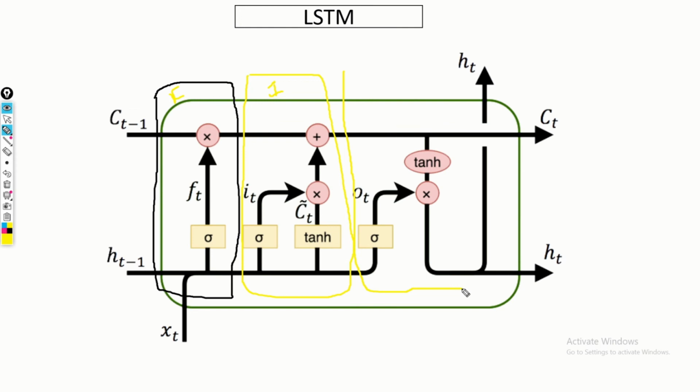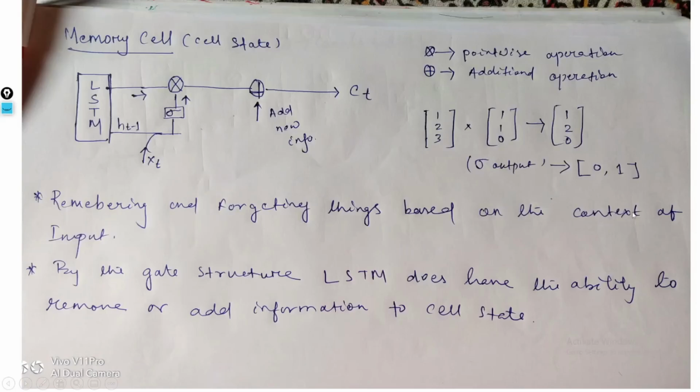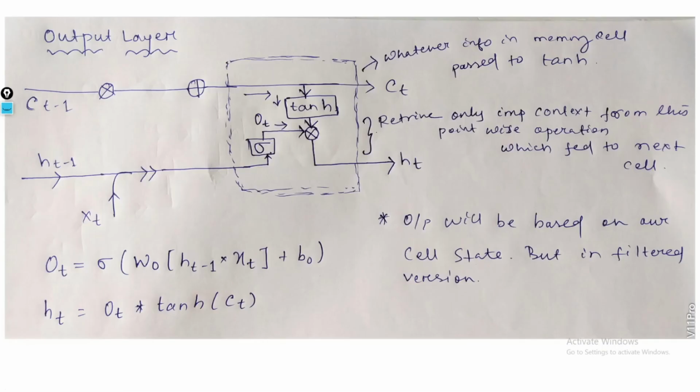Now we will discuss this particular output layer. We understood the forget layer, the input layer, and the cell state. Now the last layer is the output layer. We'll just understand how it will work. So what happens in the output layer?